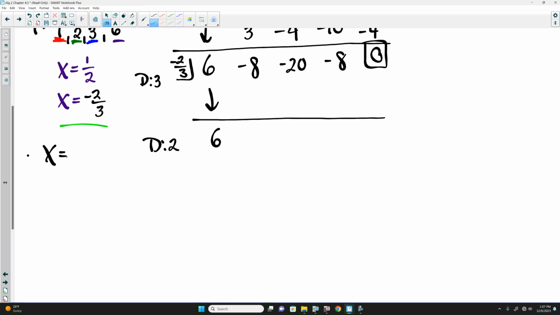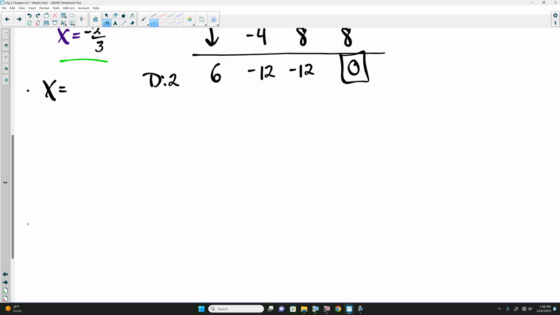Now here, we're going to do our multiplication. Negative 2/3 times 3, negative 4. Negative 8 plus negative 4 is negative 12. Negative 2/3 times negative 12 is going to be positive, because 4, 8. Negative 20 plus 8 is negative 12. Negative 2/3 times negative 12 is 8. Negative 8 plus 8 is 0.